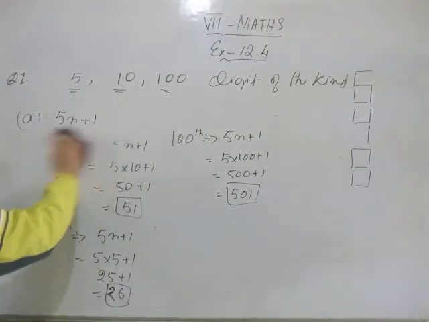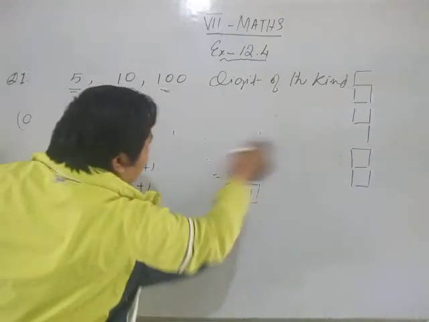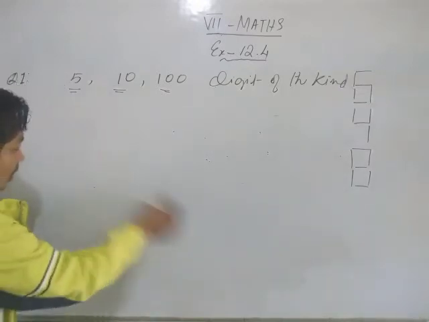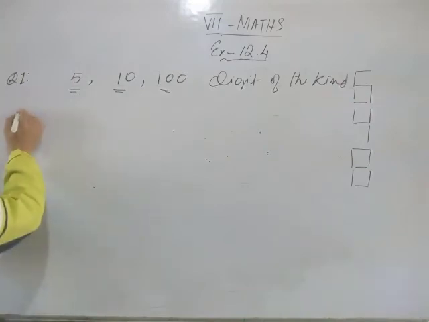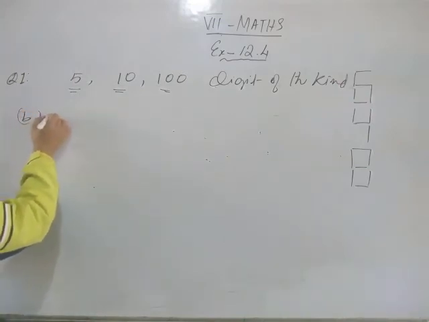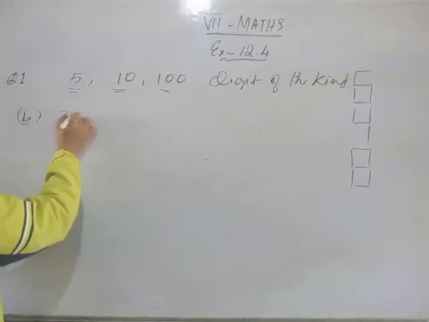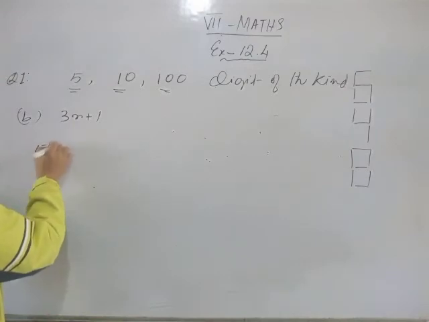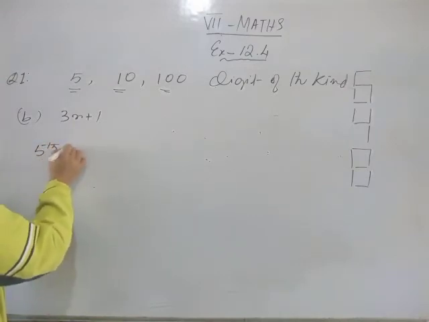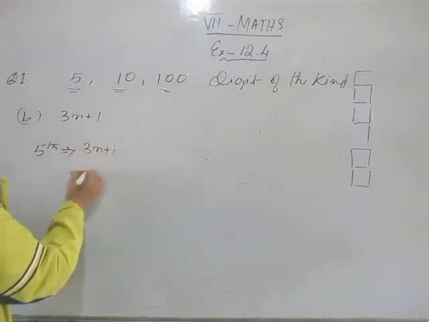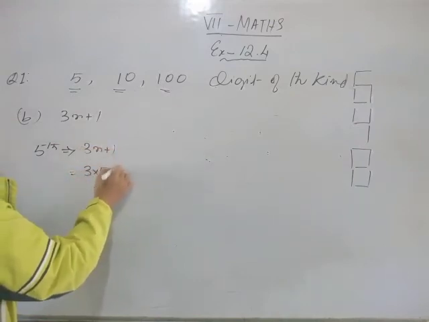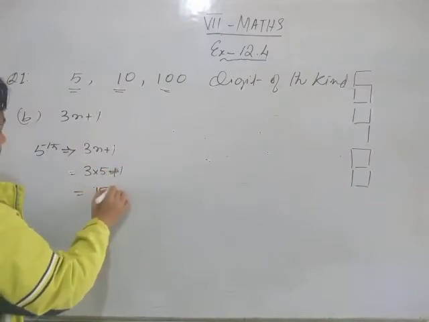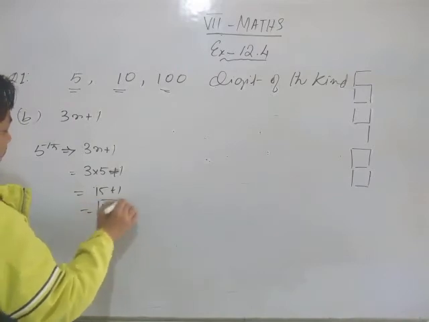So second, in the case B, what was the pattern there? In the case B, the pattern was 3n plus 1, isn't it? So for 5, 3n plus 1 means 3 times 5 plus 1, that is 15 plus 1, that is 16.